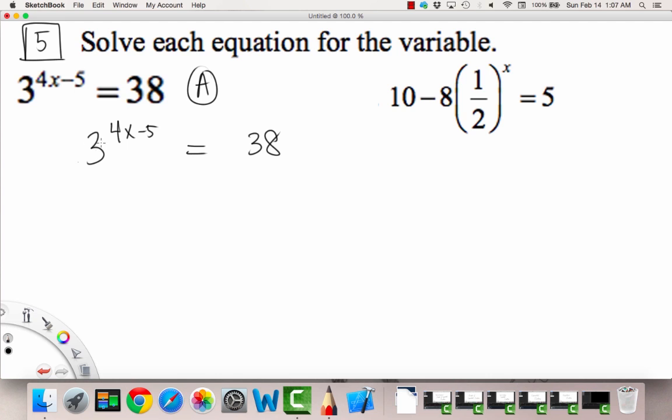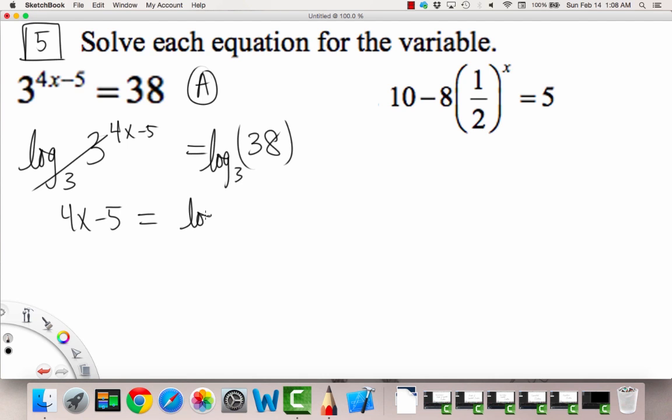In order to reverse the effect of this exponential, we use a log, with base 3 in particular, to bring that down. So if we log base 3 each side, these ones cancel out and we get 4x minus 5 is equal to log base 3 of 38, which is a little bit strange, but we can just leave it there and treat it as a number for now. Okay? We can whip out the calculators later.